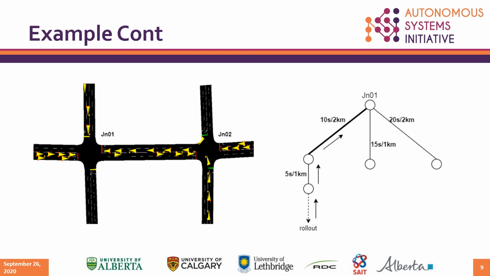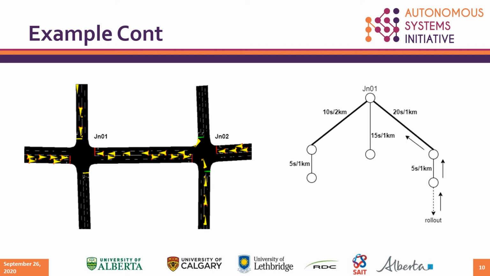And then we see that when we expand it, it has one edge. Why is that? Because the next phase after the green phase would be a yellow phase, and the yellow phase has a constant time of 5 seconds. So we do rollout again, and it returns us another cost metric. Let's say it's 1 km, and that is propagated up the tree.